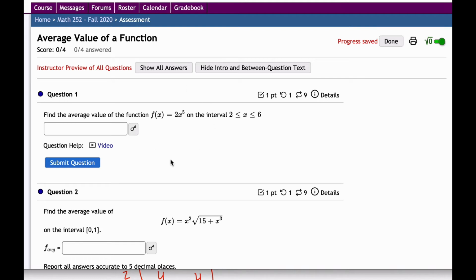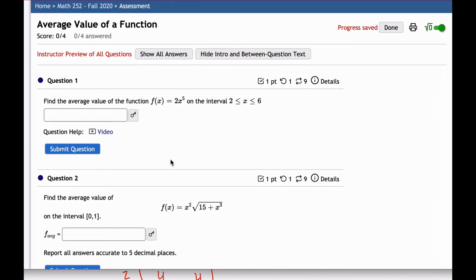The first question should be almost exactly like the example that I did in the video. You're given some function, it's 2x to the 5th power instead of x to the 3rd power, and you're asked to figure out the average value of this function on the interval from 2 to 6 instead of 1 to 3. But other than changing a couple of numbers, it should work out the exact same as the problem that I did in the video.